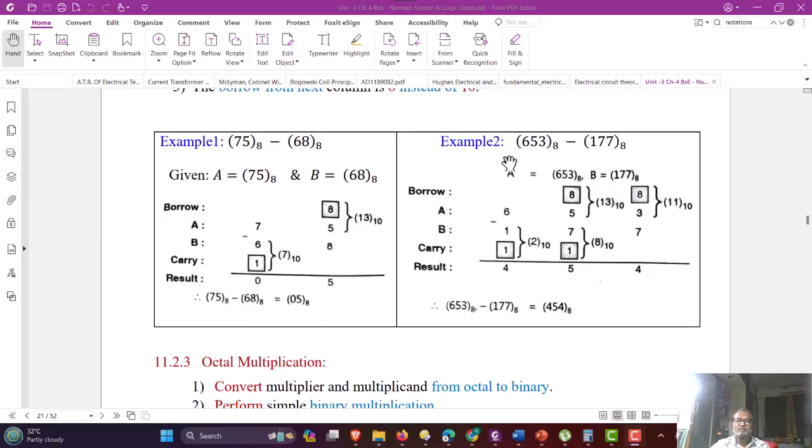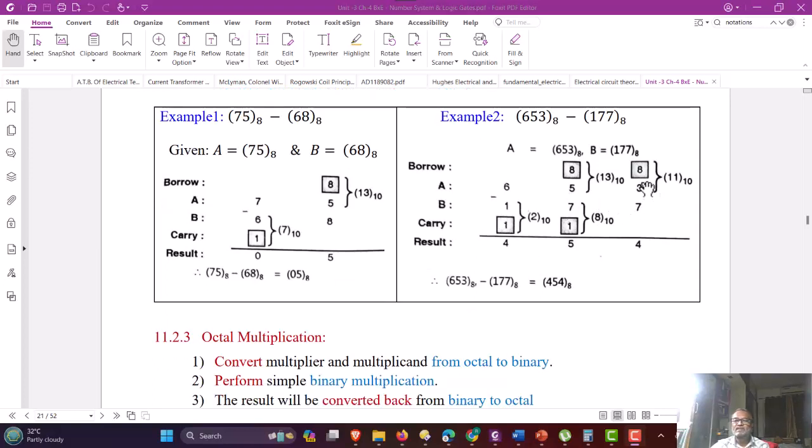If you consider example 2, it is a 3-digit subtraction. The same thing again, you will write the numbers, number A 653 minus number B 177. If you see the last column, or least significant digit column, 3 minus 7, the subtraction will not take place. So we will take a borrow from the next column. And the borrow is 8. So 8 plus 3, 11. 11 minus 7, that is 4. We have taken the borrow, so we mark it here.